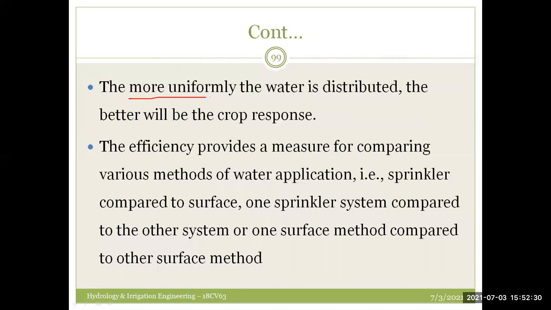And also, the more uniformly the water is distributed, the better will be the crop response. If the water is uniformly distributed throughout the agricultural field, it will give you a good response from the crop. Also this efficiency will provide a measure, like a comparison of methods of water application. Which method gives a uniform distribution of water, whether that is a comparison of sprinkler with surface, one sprinkler with another sprinkler, or one surface method with another surface method. So this particular efficiency will give you the comparison between the methods of application of water.